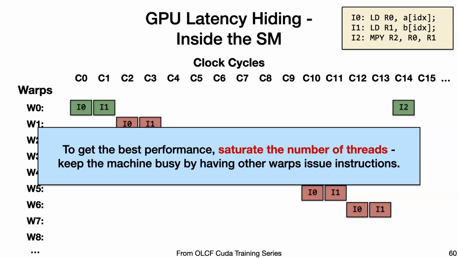So yeah, this is how the GPU does latency hiding. To get good performance, you want to saturate the number of threads. You want to spawn as many threads as possible to keep the machine busy while you have to deal with latency, so you can keep issuing instructions as fast as possible.